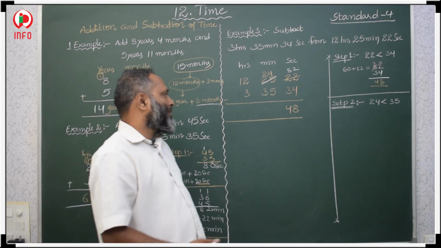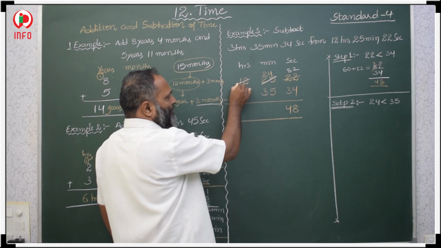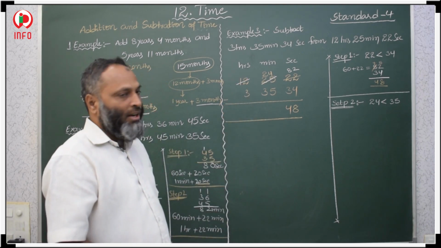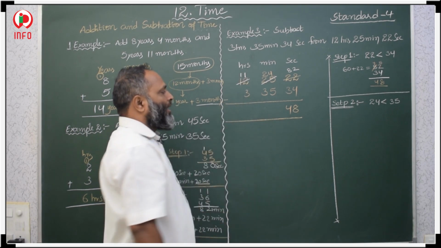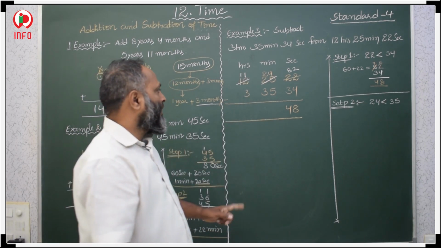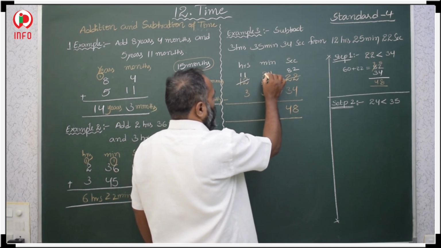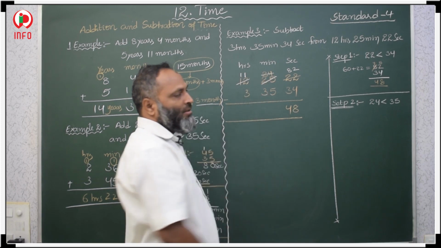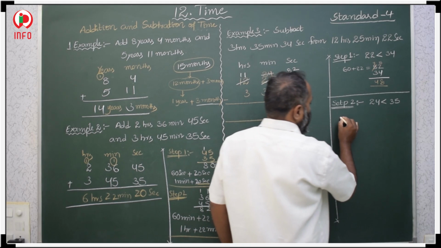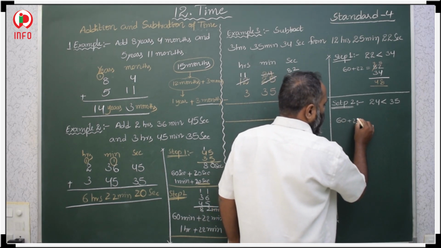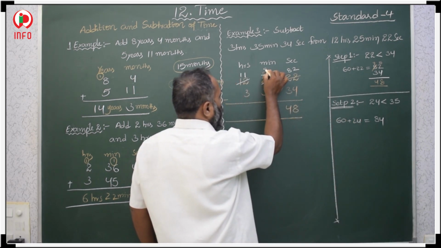If 24 is less than 35, then what to do? We should borrow 1 hour from the next digit. Here 12 hours are there. If you take 1 hour borrow, then you are left with 11 hours. 1 hour is equal to 60 minutes. 60 plus 24, you will get 84 minutes.